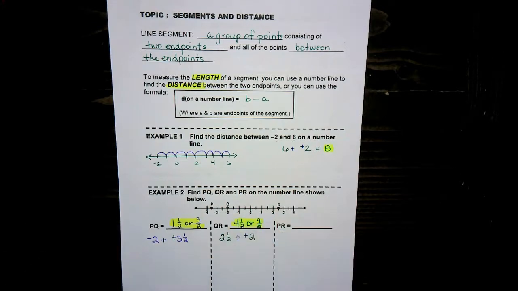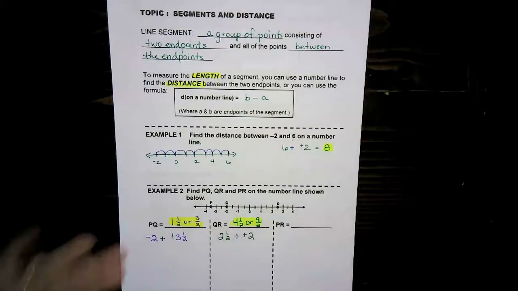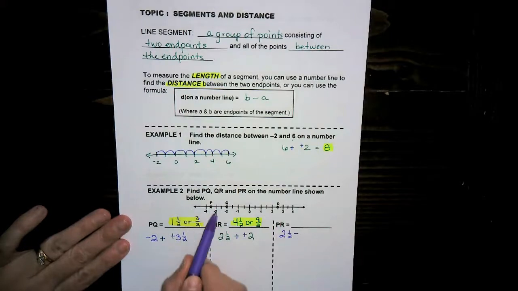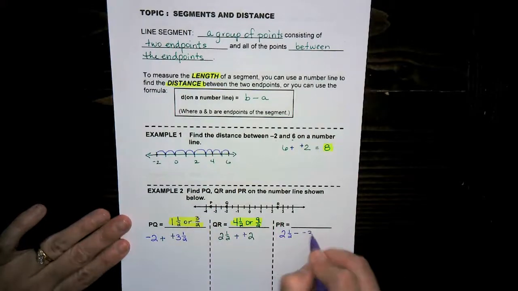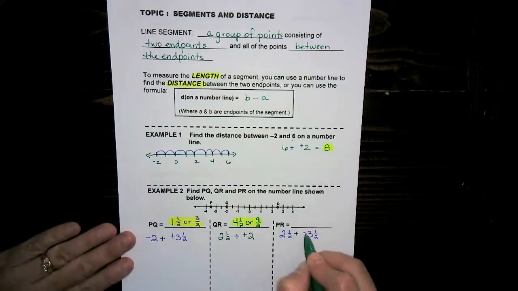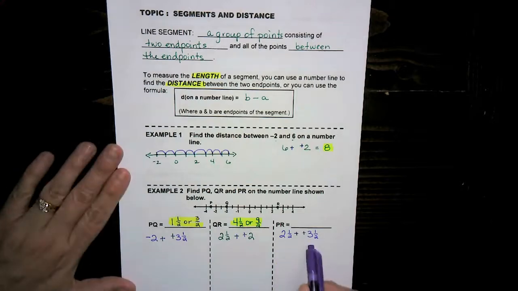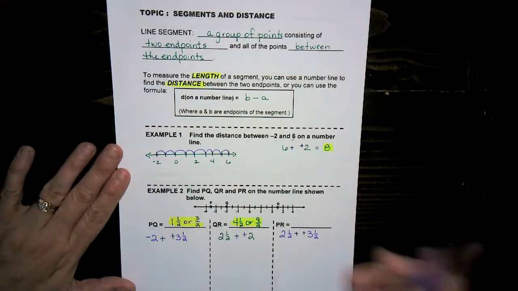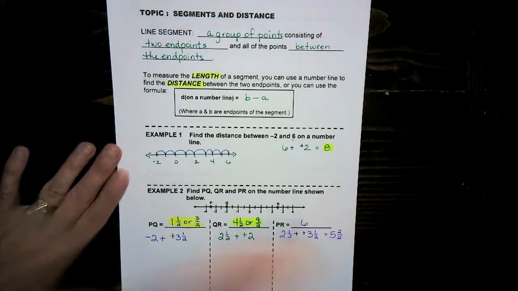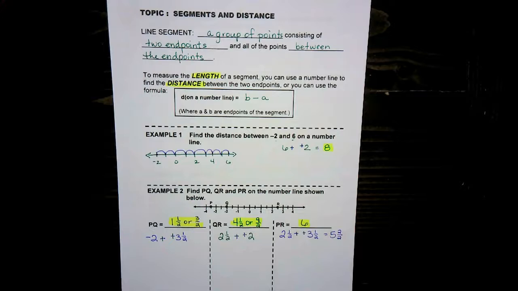Okay, let's do PR, find the distance PR. So R is at 2.5 and P is at -3.5. And so I've got to do plus there. And so that gives me 5 wholes and 2/2. So 5 wholes and 2/2 is 6 wholes. So the segment PR would have a length of 6 there.